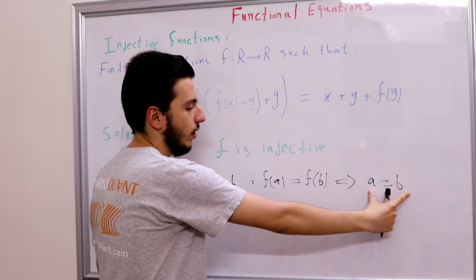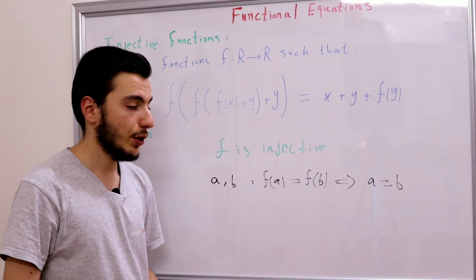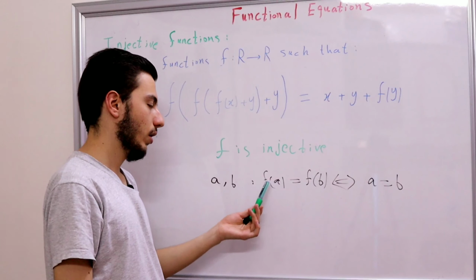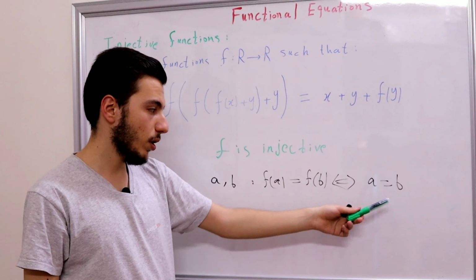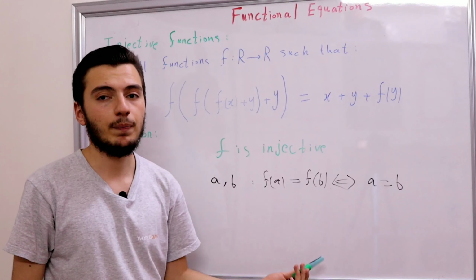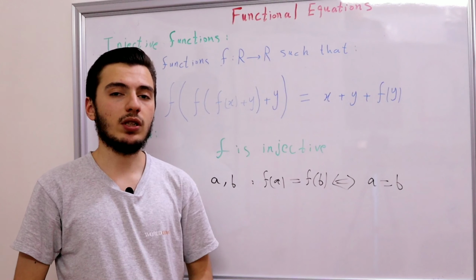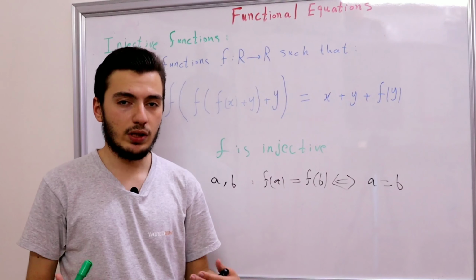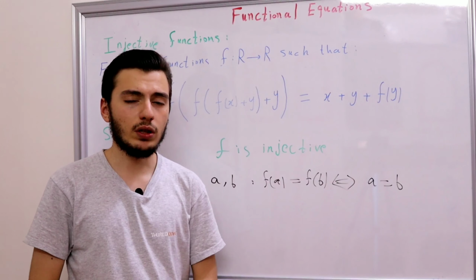Of course, if a equals b, then f of a equals f of b, because f of a equals f of a. So in fact, we have not just f of a equals f of b implies a equals b, but also a equals b implies f of a equals f of b. Okay, so that is injectivity in general. And now we'll be discussing a practical problem in which we'll see how we can use injectivity to solve functional equations. So what are we waiting for? Let's get started.